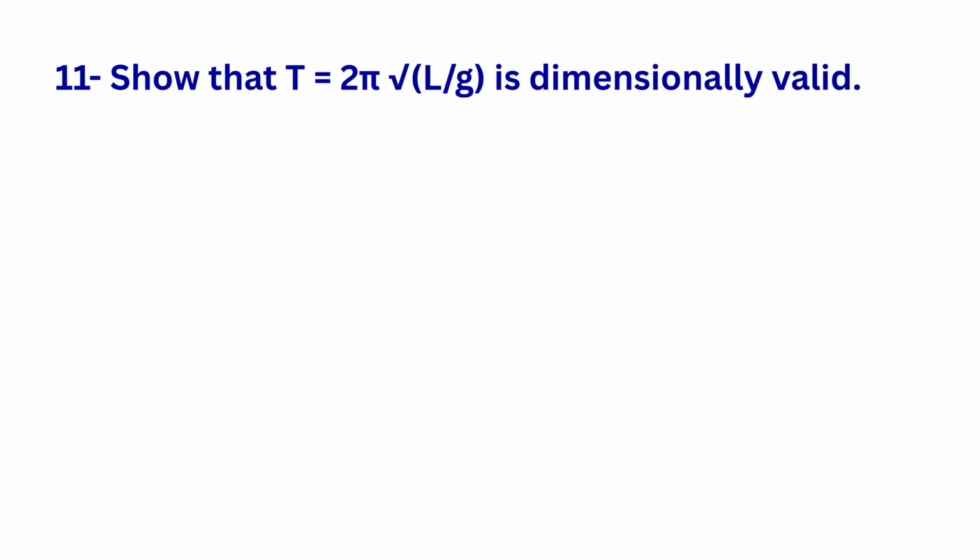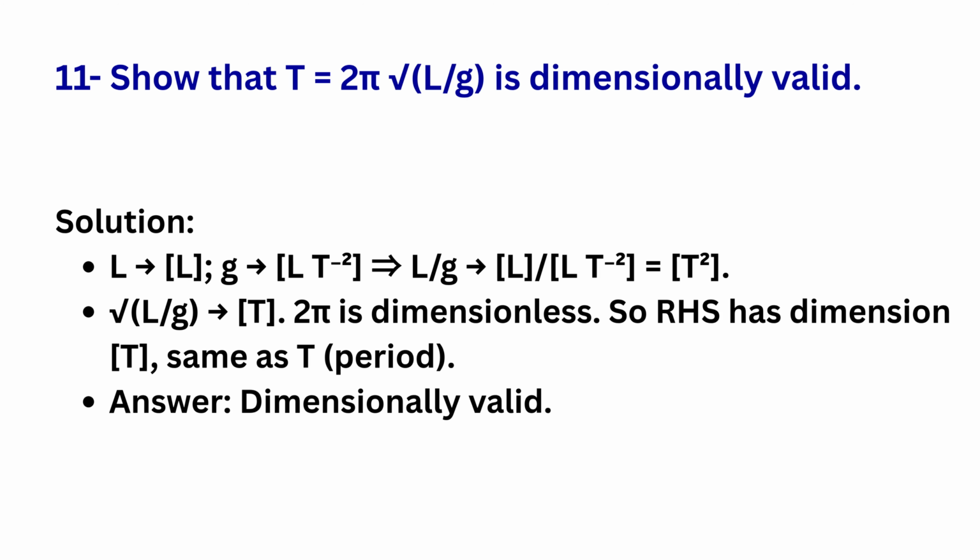Question 11. Let's check whether the formula T equals 2 pi times the square root of L over G is dimensionally correct. Acceleration due to gravity, G, has dimensions LT to the power of minus 2. So L divided by G gives T squared. The square root of T squared is T. The 2 pi in front is just a number, so it doesn't change anything.